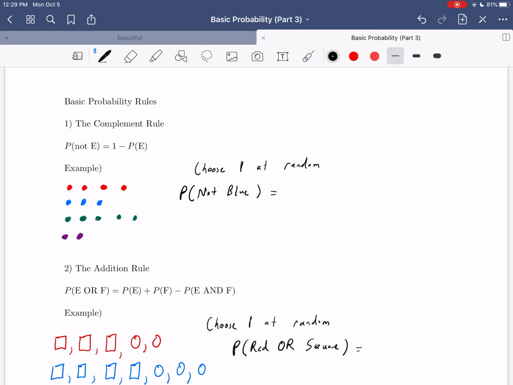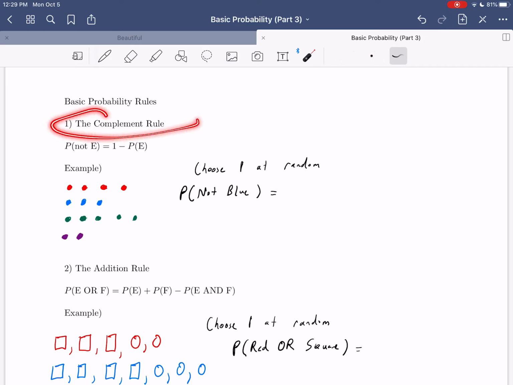So let's start off by talking about a couple rules. We've actually briefly mentioned these already in some of the previous examples, and to be honest, we've even used them several times, we just didn't formally state their name or their formula. So let's go ahead and take a look at these rules.